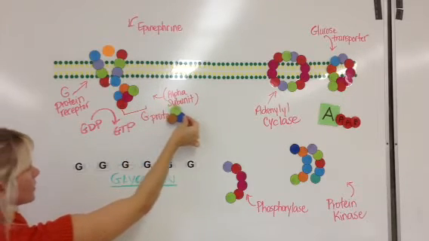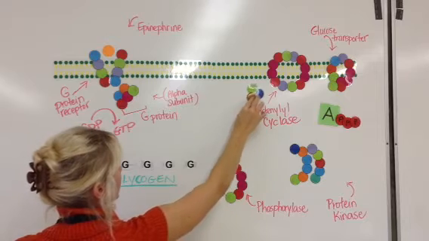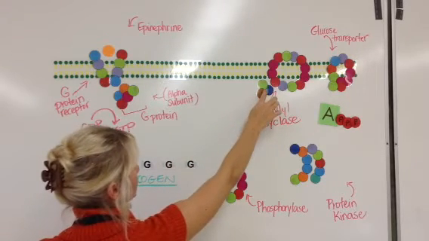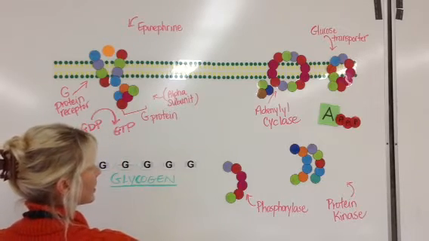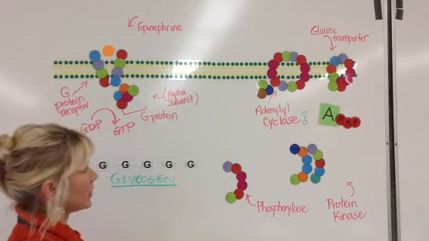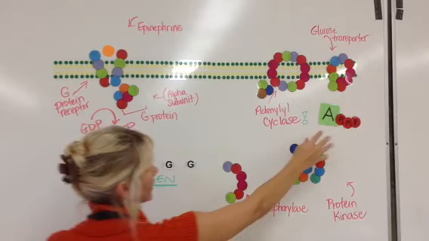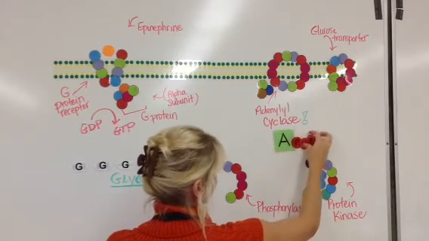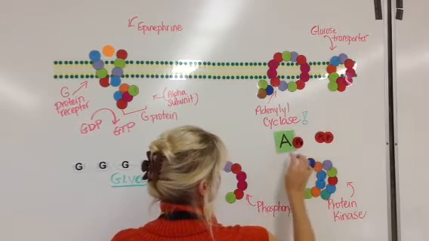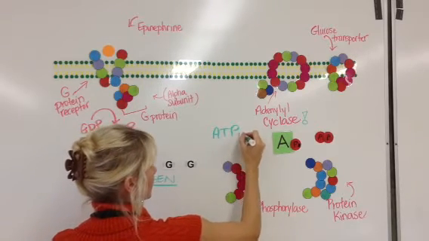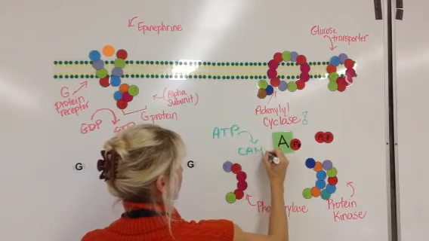So its alpha subunit is released and will then move down the cell to an inactive protein, an enzyme called adenylyl cyclase. However, once the alpha subunit binds to adenylyl cyclase, it becomes activated. And the job of adenylyl cyclase is to convert ATP, another energy carrier molecule, into cyclic AMP. So again, that's a conversion of ATP into cyclic AMP.